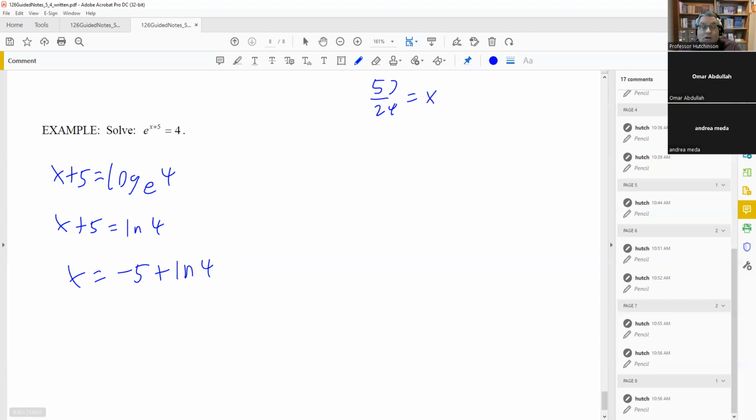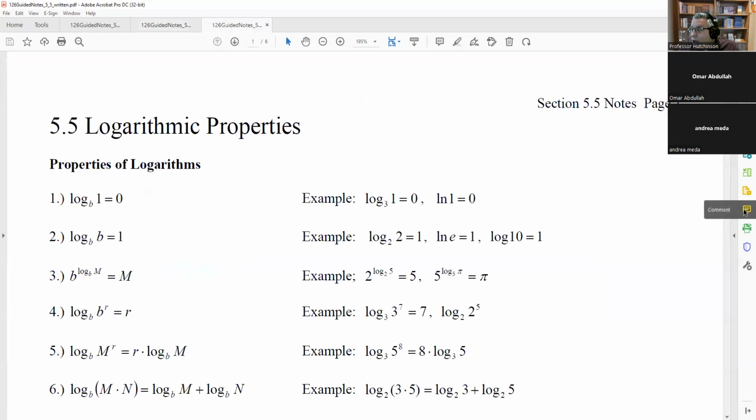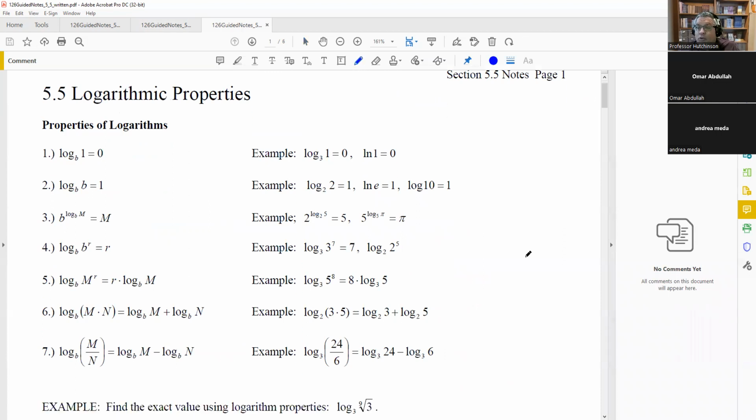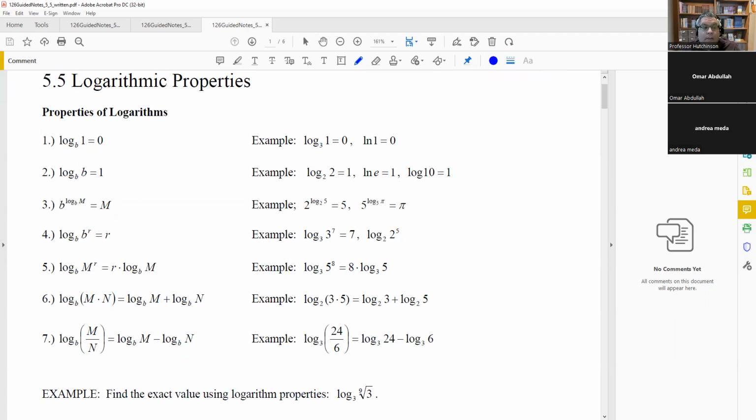Okay. So what I want to do next is I want to jump to 5.5. We're not going to finish this section, but I do want to go ahead and at least introduce it, at least these properties I want to talk about a little bit first before we get into more. So we'll finish the rest of this one up tomorrow, but we've got log properties here. So here's a list of all the different properties. So I'll leave that up there and I'll let you take a look at that for a little bit here so you can see. But there's 7 different properties.